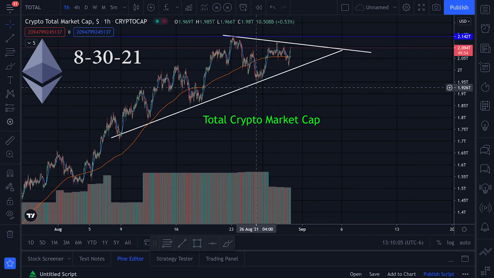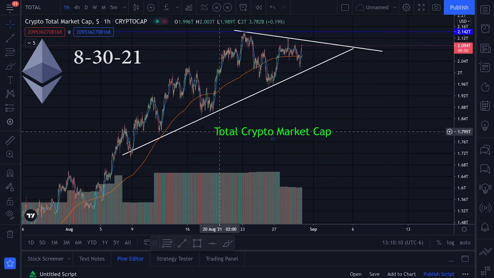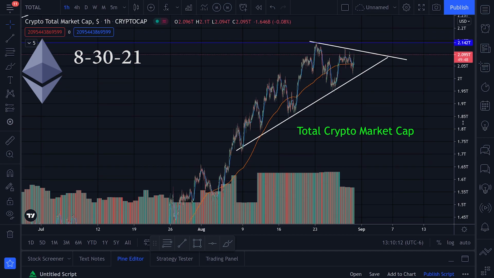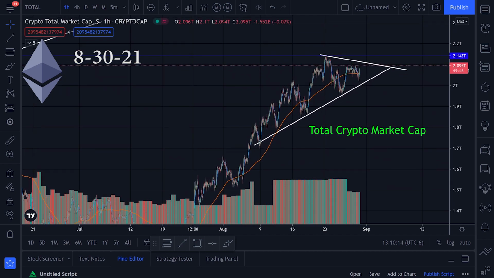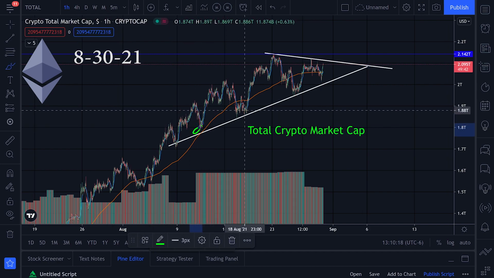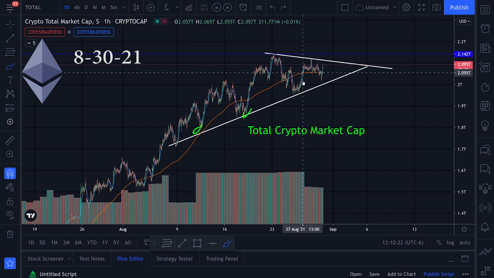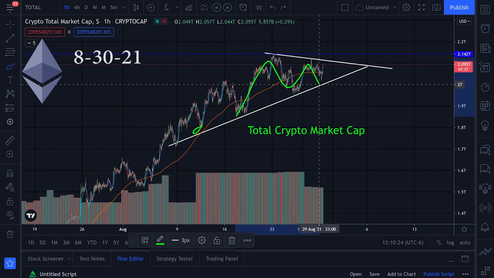All right, so here's what I'm looking at on the total crypto market cap. I just talked about this on Cardano, but let's go over it again. Basically, I changed my pattern from a big channel to a smaller triangle pattern. Basically, we have support right here, right here, right here. We have resistance right here and right here. I'm watching something like this.